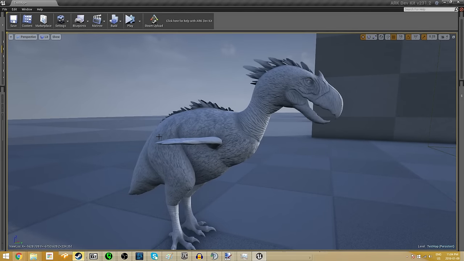Well, that's basically all I have for this right now. I can't really unlock the animations for it. I can't unlock anything because, well, I suck at using the ARK Dev Kit.